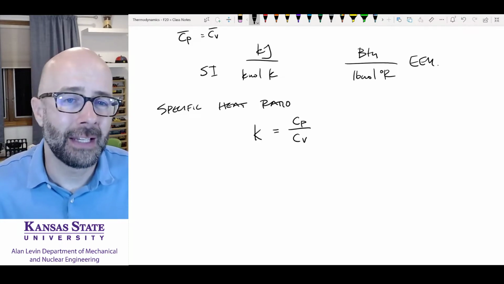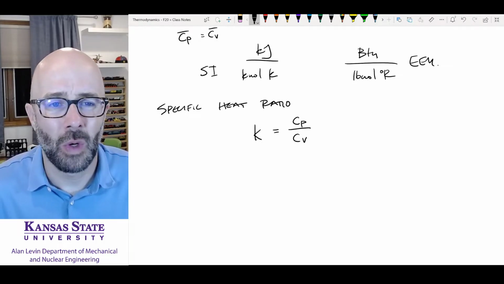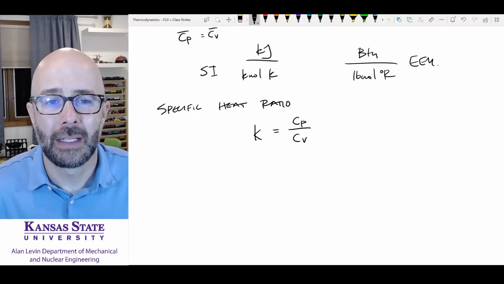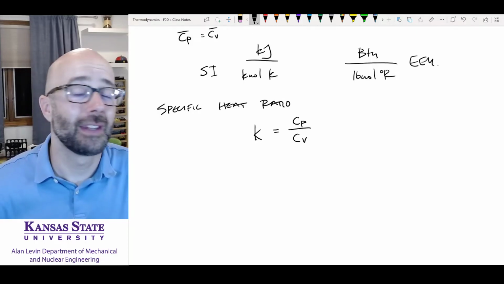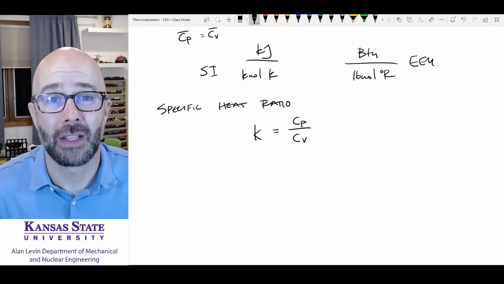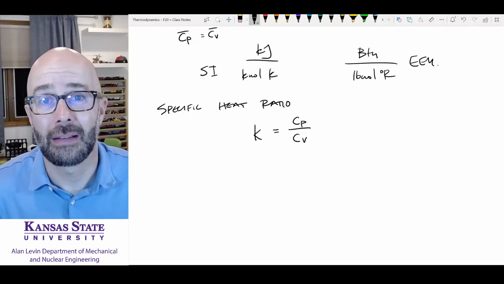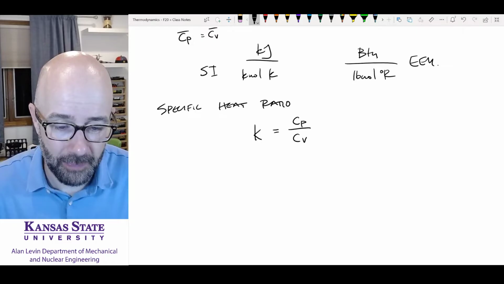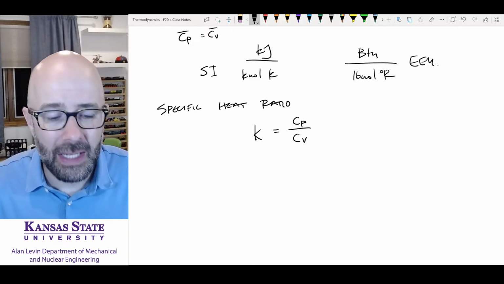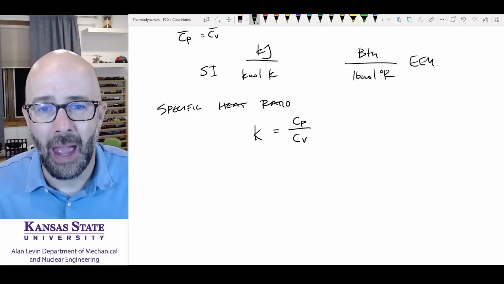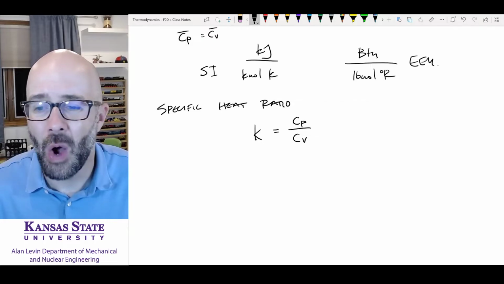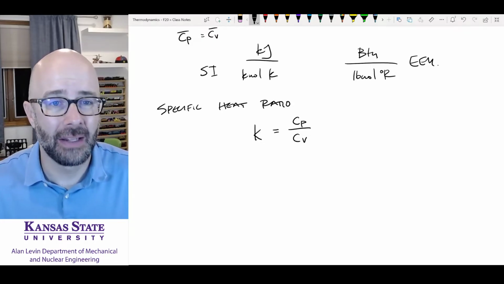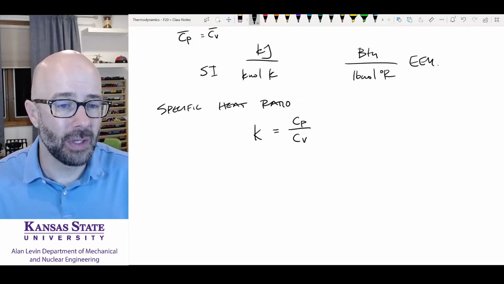Now you may forget, what is this ratio? How does this work? Just think about it alphabetically. The letter that comes first in the alphabet is in the numerator, and the one that comes later in the alphabet is in the denominator. So that's how we remember this. Now we need to look at specific heats and understand how we use them, or how we get the information. And we can find that in our tables. So let's go look at our tables.